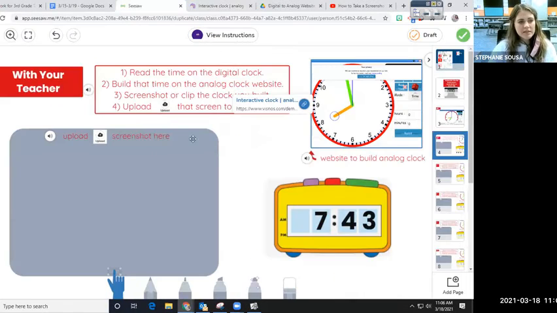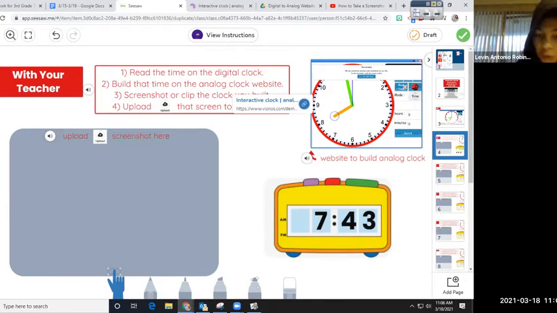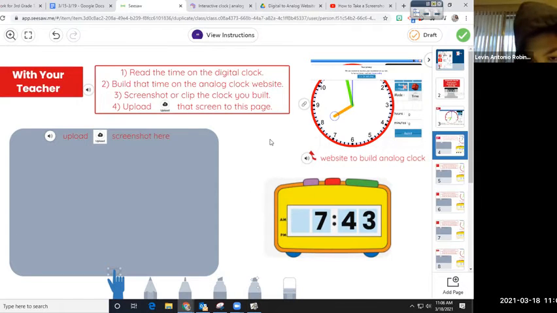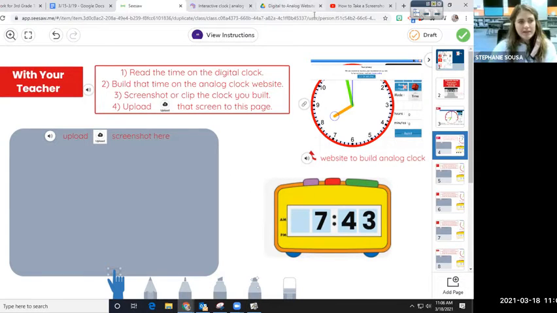Okay, on Seesaw, we are asked to show the time 7:43. Levin, something to say? On the clock, you can do military time too. You can change it to 24. We're going to ask that you stick with the standard time that we are working on in our standard, okay? All right, 7:43. I am asked on the digital clock to show the analog.